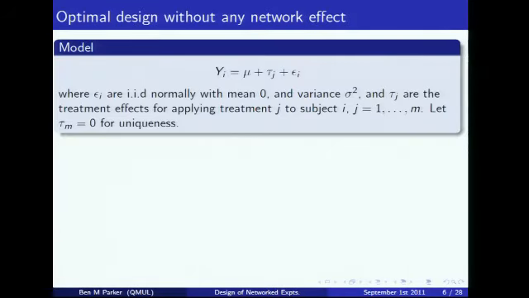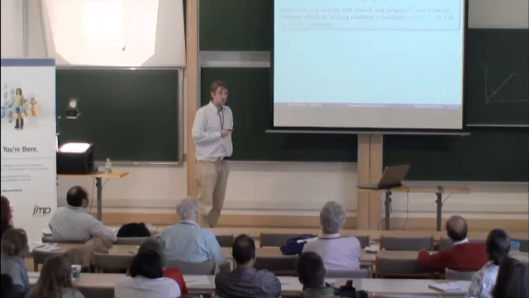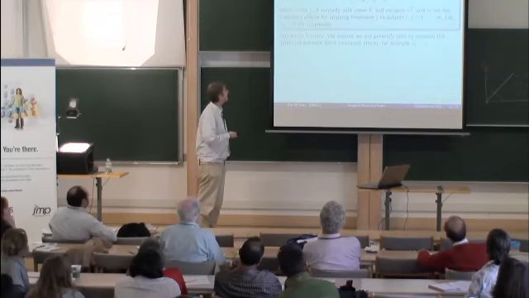So I'll take you back to statistics 1, or statistics 101 if you're American, and add 100 to everything. We've just got a simple model here. Our response Y is some mean mu plus the treatment effect tau_j, where j is the treatment we applied to subject i, plus some error term epsilon_i, which is independently and identically normal. And just for uniqueness, we're going to fix tau_1 to be 0. So no problems there.